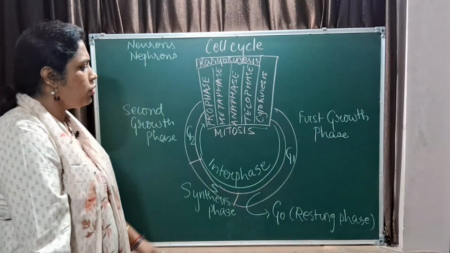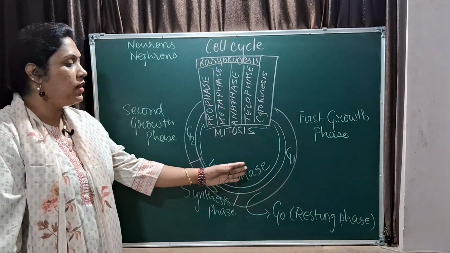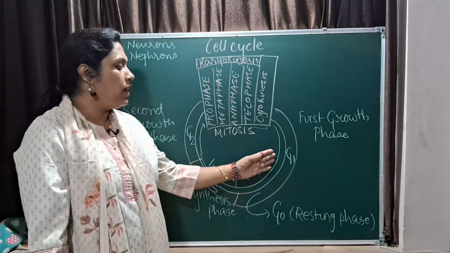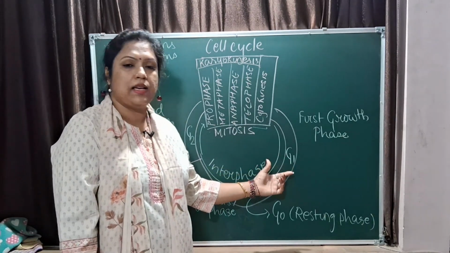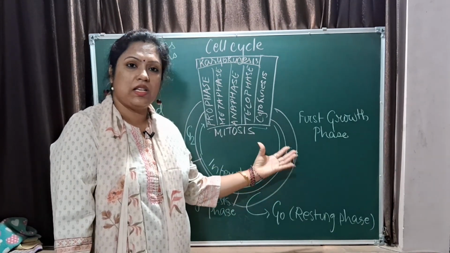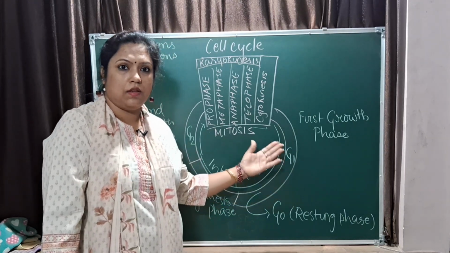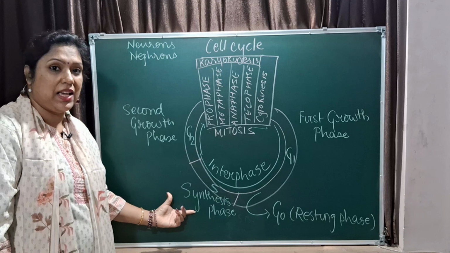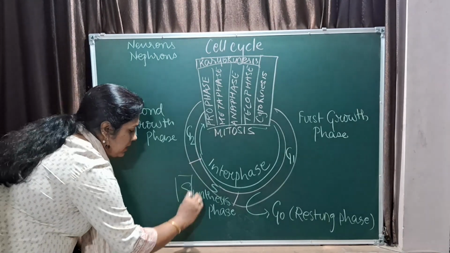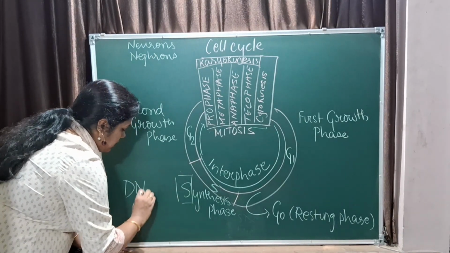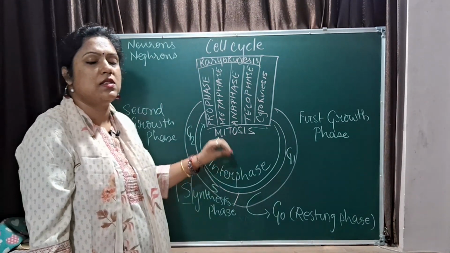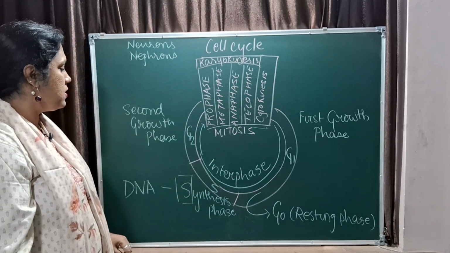Is this clear? So what happens in the G1 phase? The necessary proteins required for DNA synthesis and more RNA are synthesized in G1 phase. The cell increases in its volume, obviously, to be prepared for synthesizing more and more DNA. That happens in the S phase. So S phase is for DNA synthesis. This is very important. S phase is DNA synthesis.